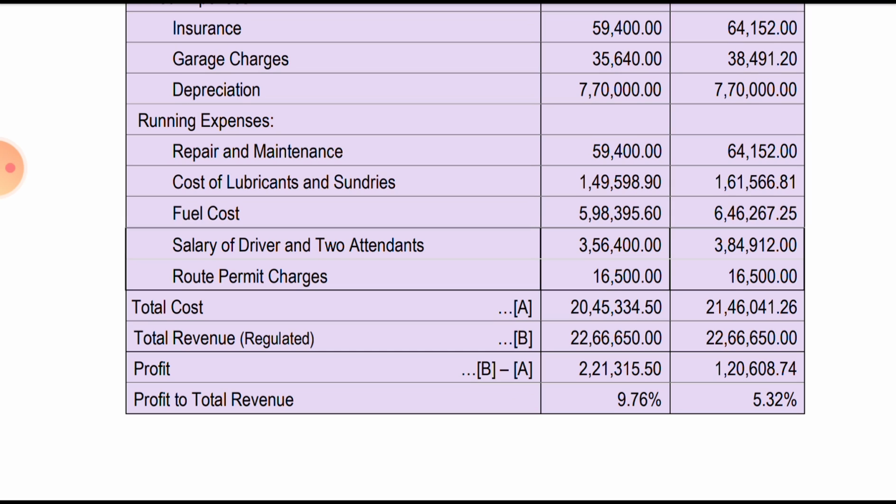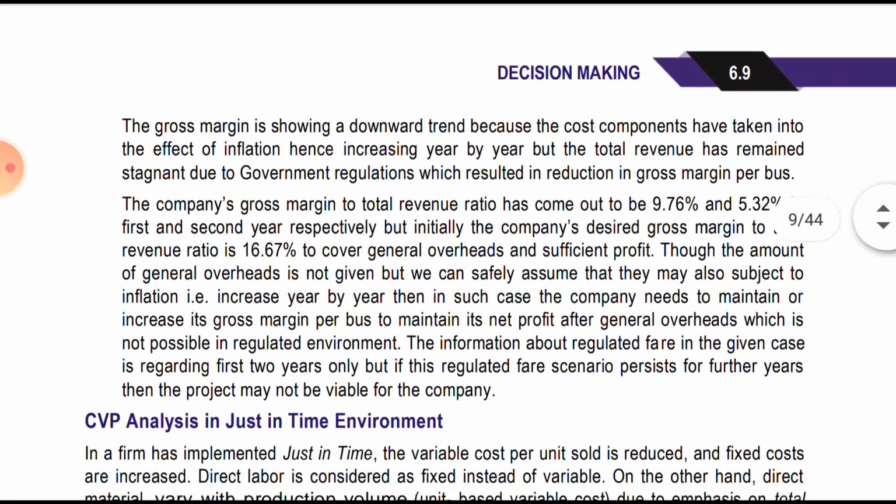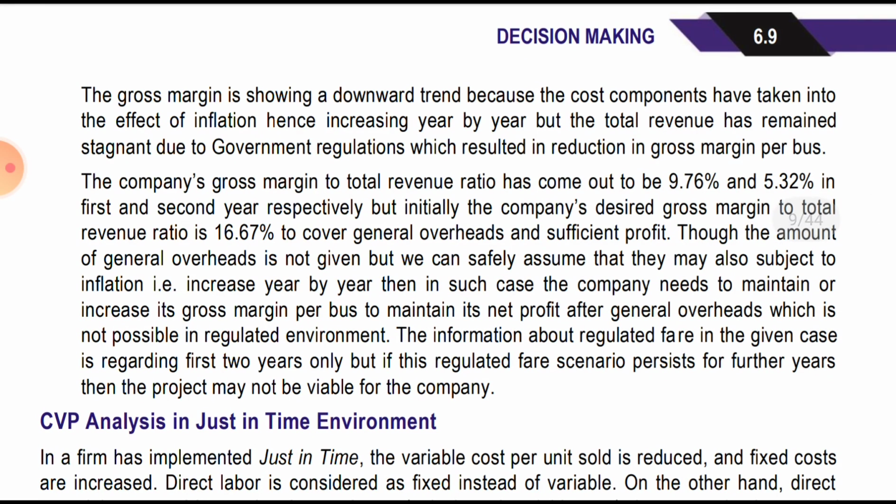This is due to the increase in the cost, but since the selling price is fixed, we are incurring high cost while the selling price is fixed. Since it is fixed, our profit margin will gradually decrease. So the conclusion is over here. The gross margin is showing a downward trend because the cost components have taken into effect the inflation rate, hence increasing year by year, but the total revenue has remained stagnant due to the government regulation, which has resulted in the reduction in the gross profit margin per bus.